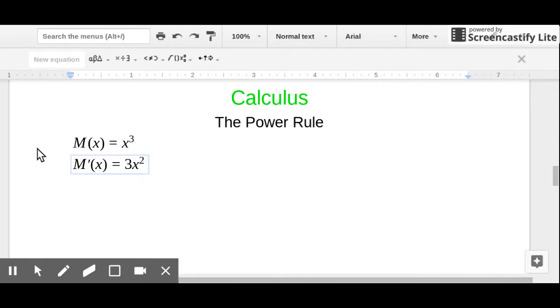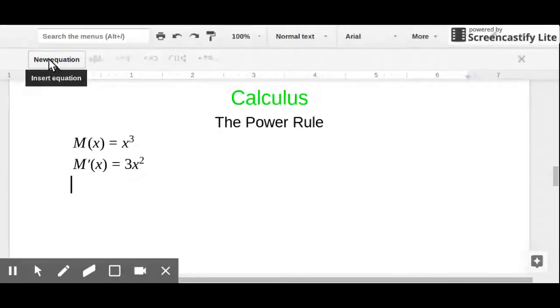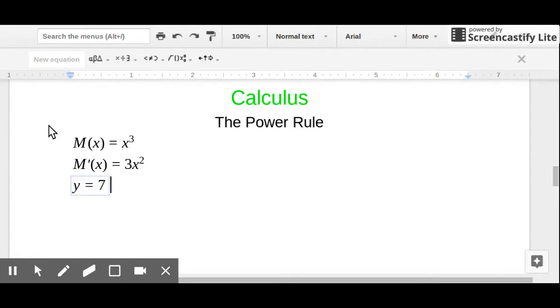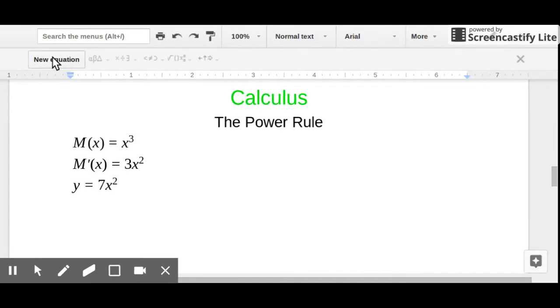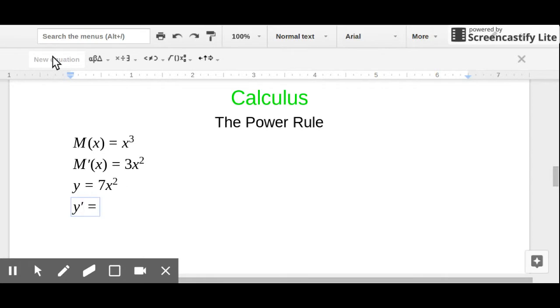Let me work another one. What if we had y is equal to 7x squared, and we're asked to find y prime? If you're asked to find y prime, that means you need to take the derivative. See if you can see the pattern. It's 14x. Just 14x. See a pattern yet? Do you see a pattern?